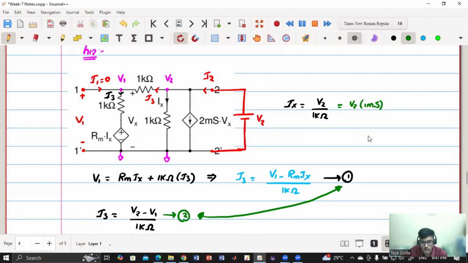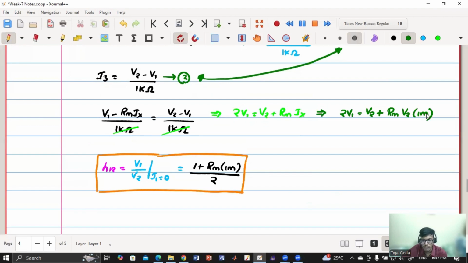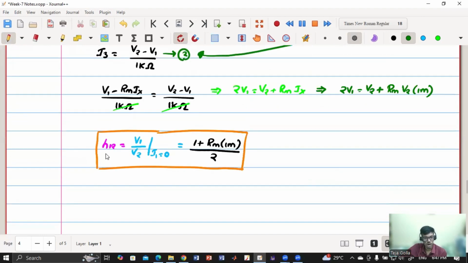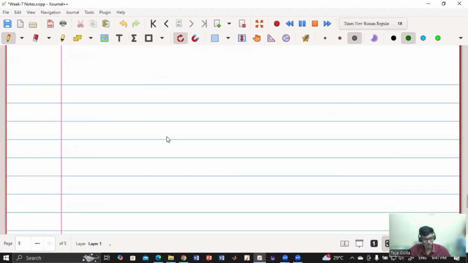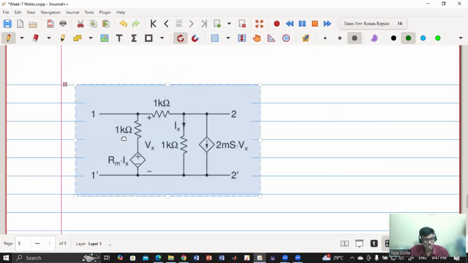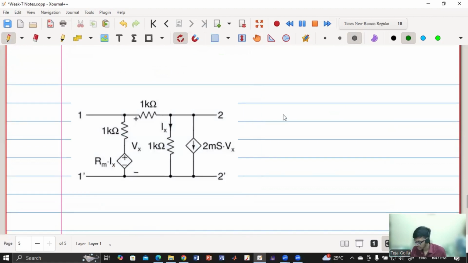Now if I substitute here, it will be 1 milli. Units I have removed. So it will be Rm into V2 into 1 milli. Is this clear? Yes, sir. So now I have calculated H12. Now I have to calculate H21. So let us calculate H21.